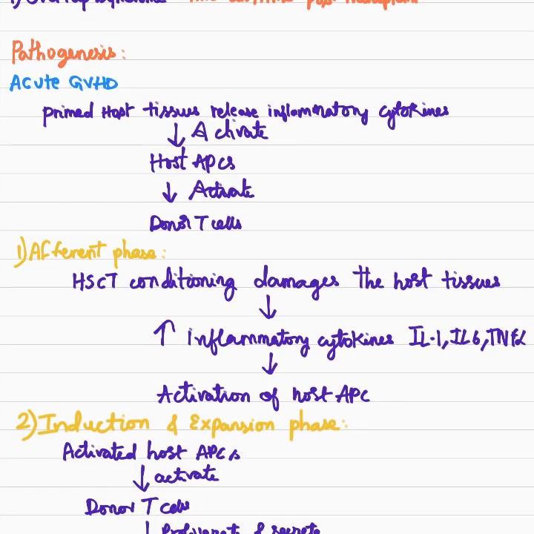Coming to the pathogenesis. In acute GvHD, the basic pathogenesis is divided into 3 phases: the afferent phase, the induction and the expansion phase, and the effector phase. In the first phase, the host tissues are primed in order to take up the transplant. As a result of this priming, there is release of inflammatory cytokines which further activate the host antigen presenting cells, and these antigen presenting cells such as the dendritic cells or the macrophages again activate the donor T cells, which produce pro-inflammatory cytokines and cause inflammation.